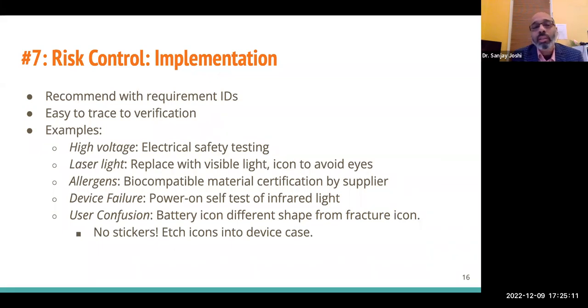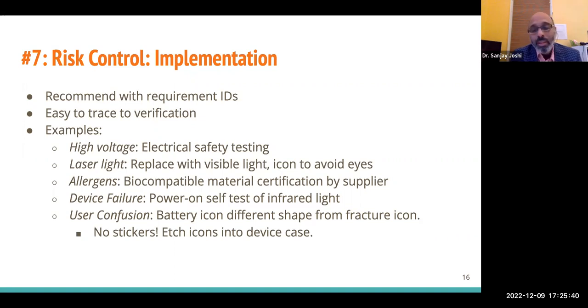Now, here are some examples of controls for certain harms. For example, for high voltage, you could either go through electrical safety testing or grounding. For laser light, you can just replace it with visible light, and then you could put an icon to tell the user that you should not shine that light into the eye. Now, keep in mind, this becomes information to the user, and you cannot use it to reduce the occurrence.